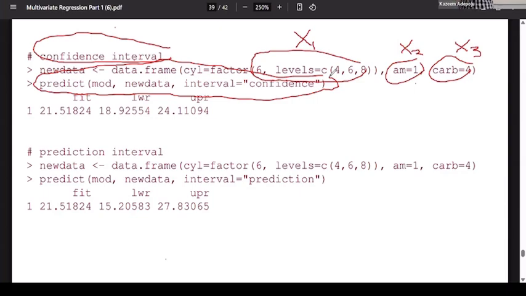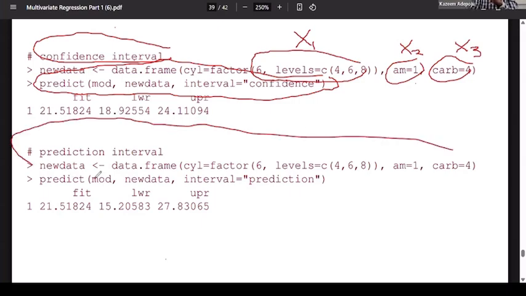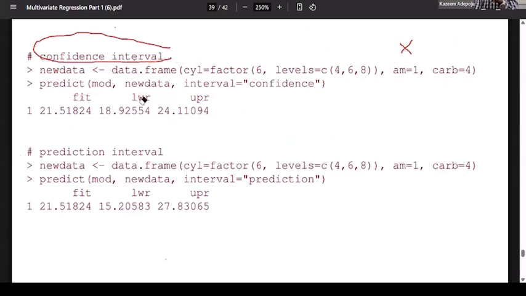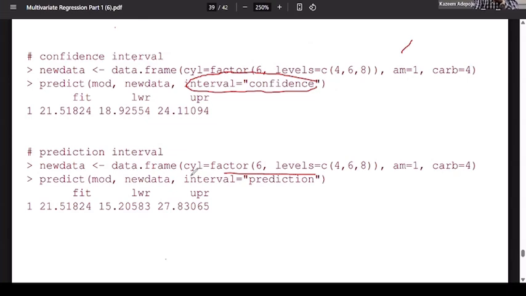What is the difference? Okay, from the one that has to do with individual. The one that has to do with individual, I'm still using the same data set, but look at the difference. The one for the average, I actually write confidence interval. The one for the individual, then I wrote prediction. Look at the difference.